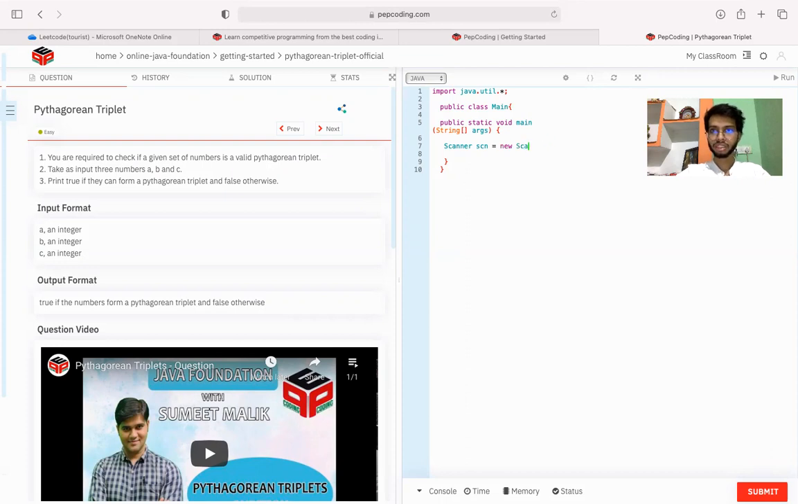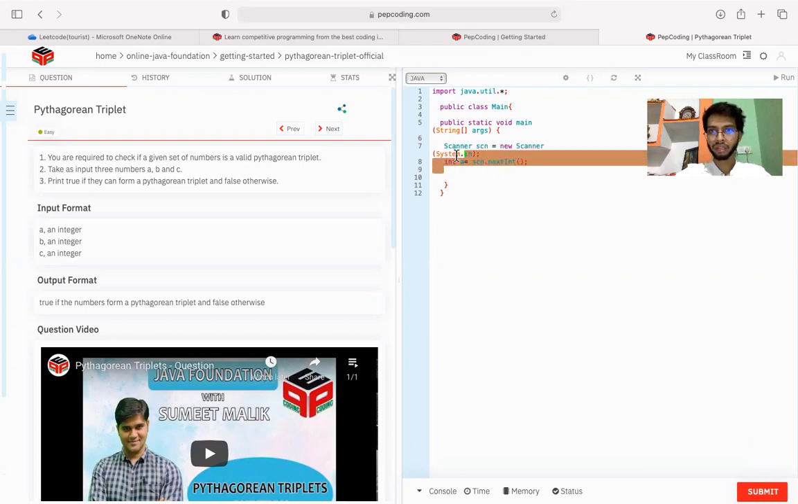So I just define this, and after this I need to take three inputs. That is, I'm taking a: Scanner scn, int a equal to scn.nextInt().